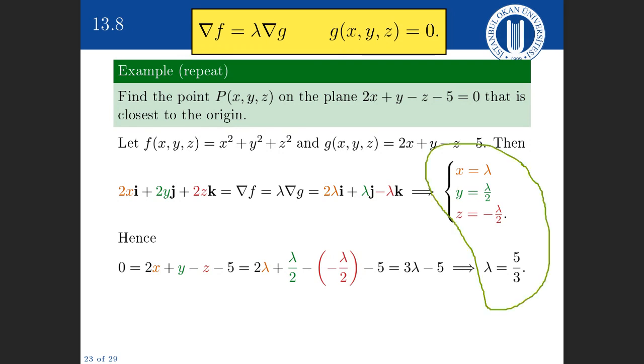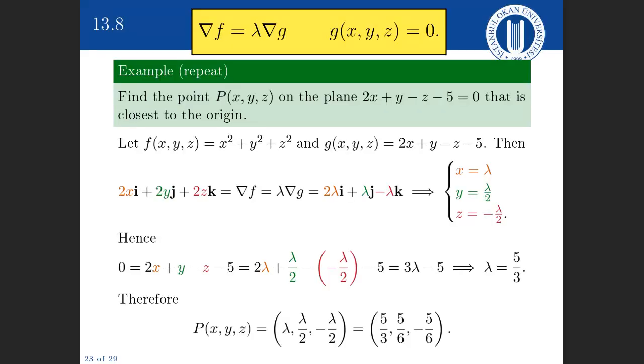But then look what we have. Now we know lambda. If we know lambda, then we know x, y, and z. So the point that we want must be the point 5 over 3, 5 over 6, minus 5 over 6. And look how much easier that was. Last time I solved this example, I needed more than one slide. I needed 2 slides full of maths, but this time I've solved the same problem using only 1 slide.